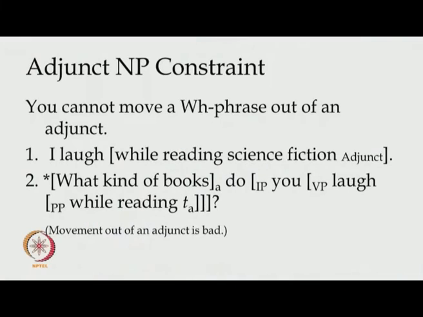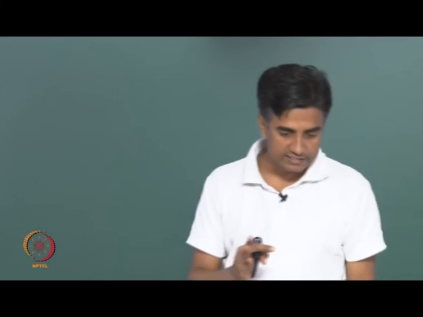Just one more point before we stop. Adjunct NP constraint: again, moving out of an adjunct is not allowed. Just like with the subject NP, we can question the entire adjunct, but we cannot question just part of the adjunct. So we have a sentence, I laugh while reading science fiction. While reading science fiction is an adjunct.